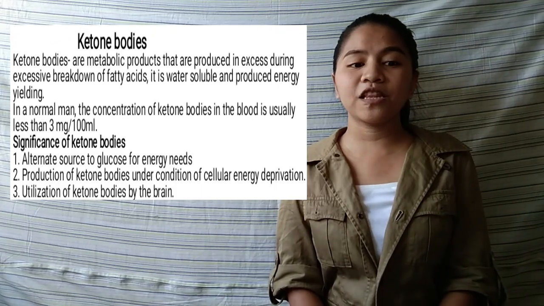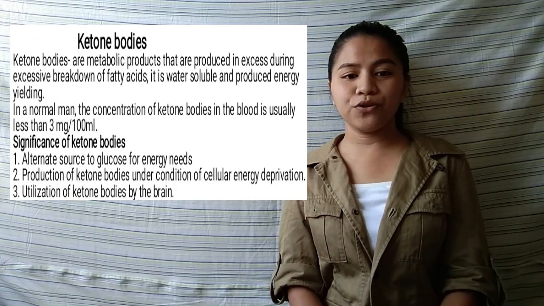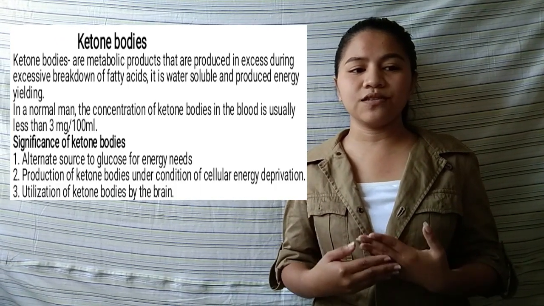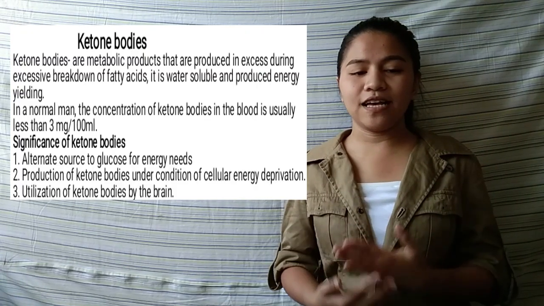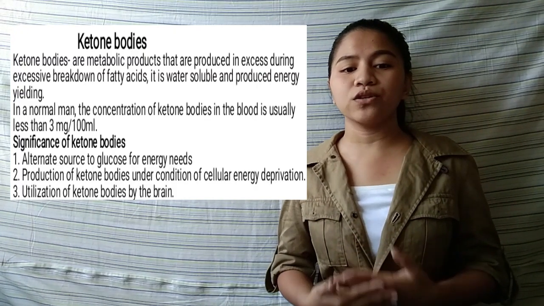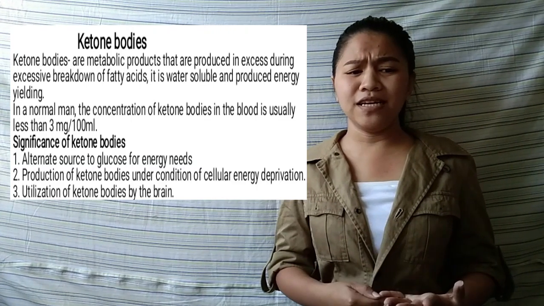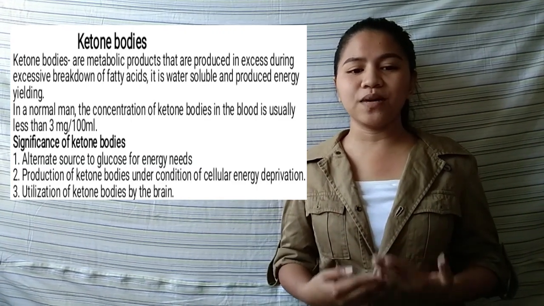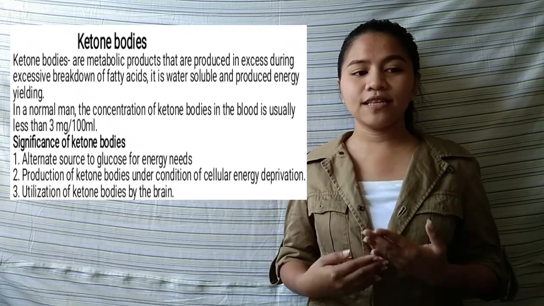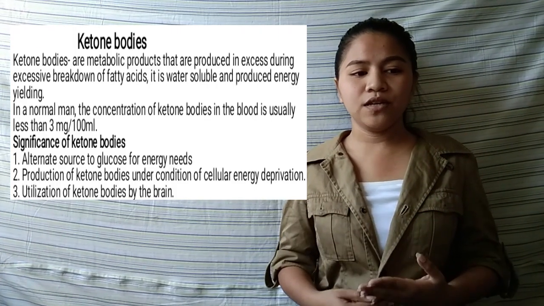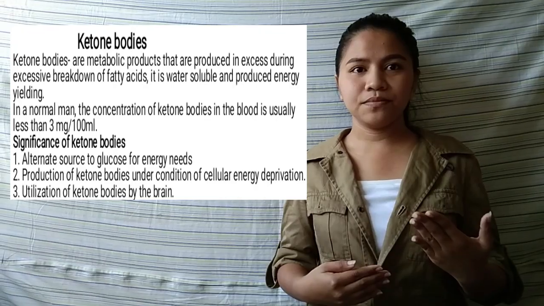The next, we have ketone bodies. Ketone bodies are metabolic products that are produced during excessive breakdown of fatty acids. They are water soluble and energy yielding. In a normal person, the concentration of ketone bodies in the blood is usually less than 3 mg per 100 mL.